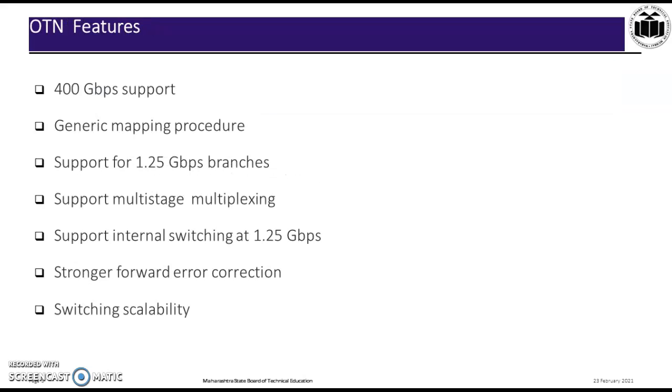Now let us discuss the various features of the OTN. It supports the 100 gigabits per second generic mapping procedure. It supports 1.25 gigabit per second branches. It also supports multi-stage multiplexing, internal switching at 1.25 Gbps, stronger forward error correction, and the most important feature is that it supports switching scalability.